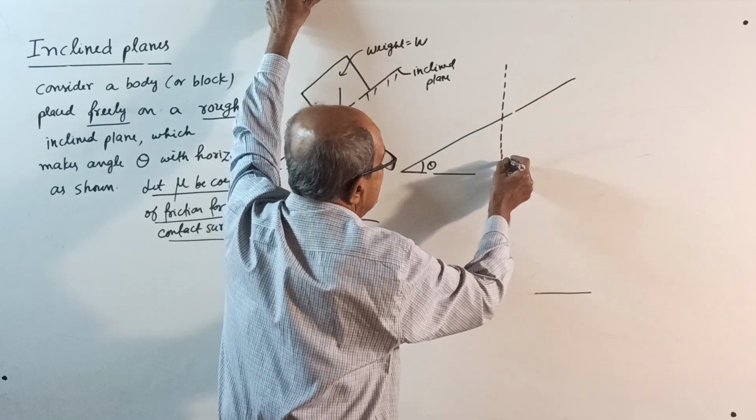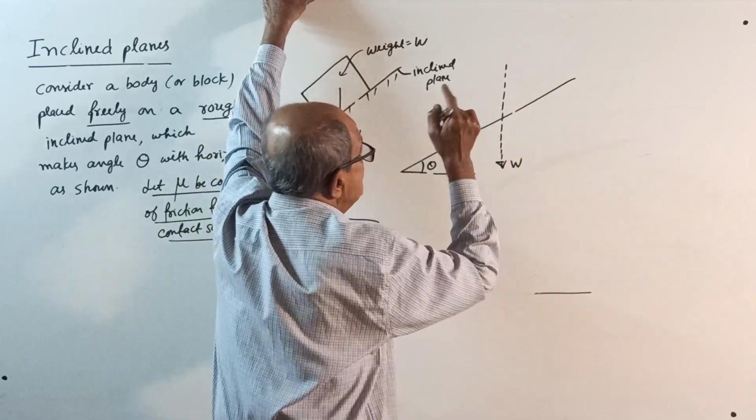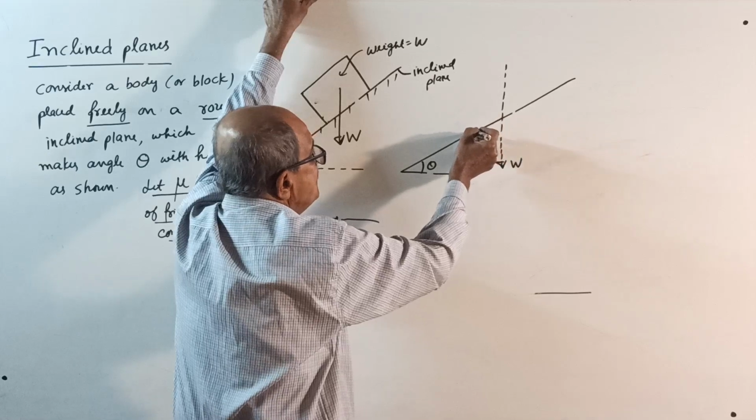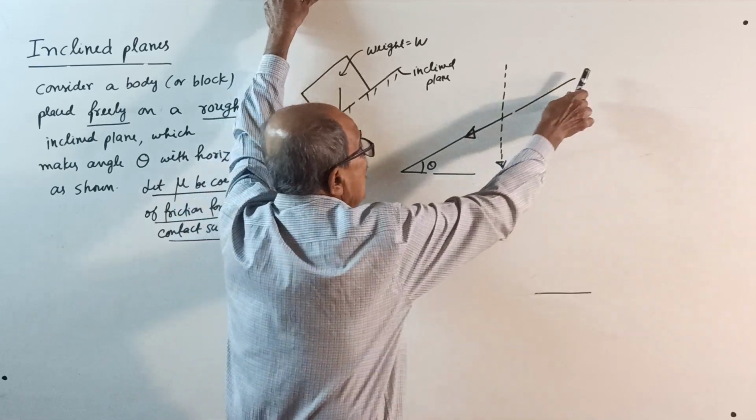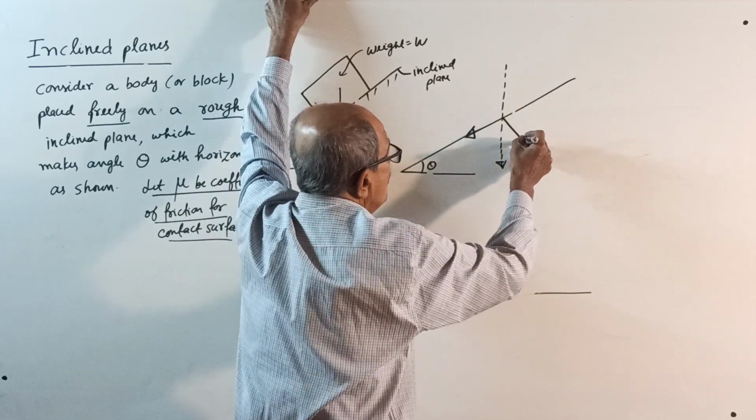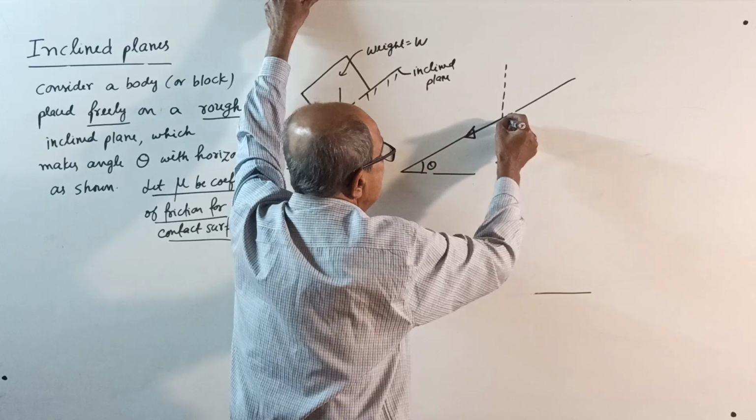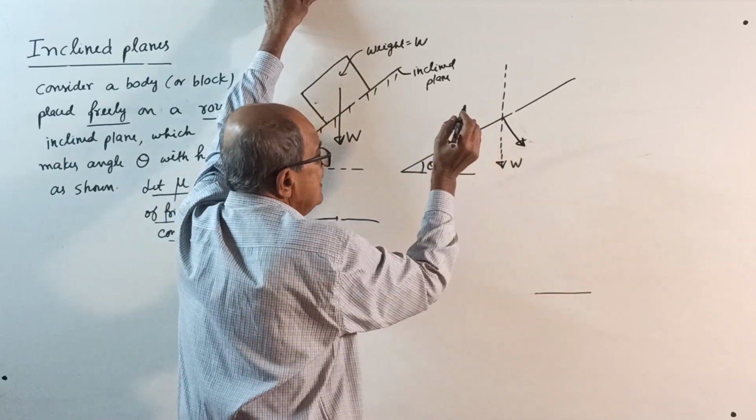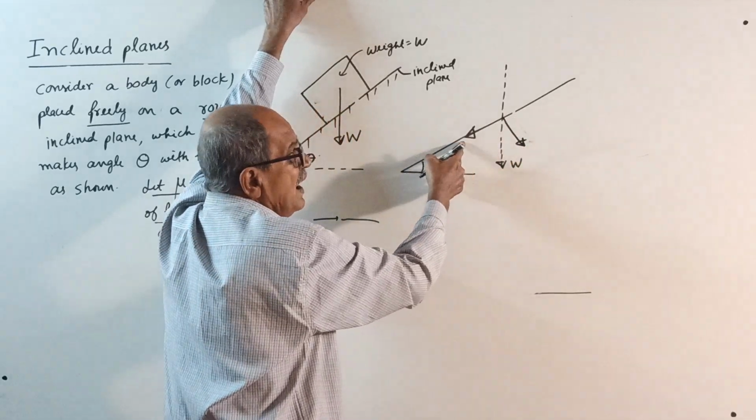Dotted line I will put here. W. Now, this W has got one component like this. You resolve along the inclined plane and perpendicular plane. See, one more component like this. How much component will vary later. So, this is the component of W along the plane.